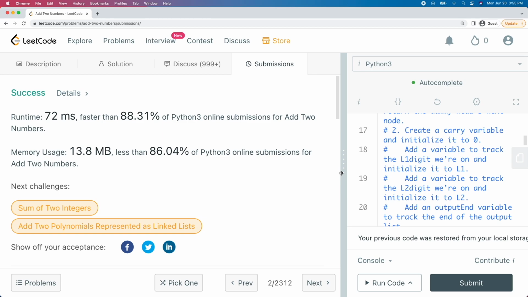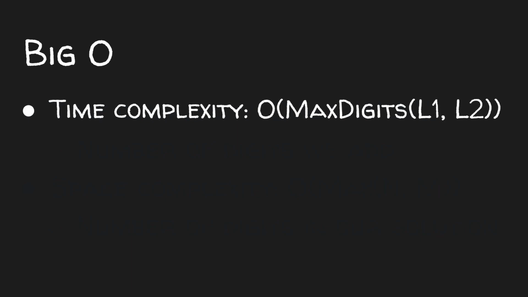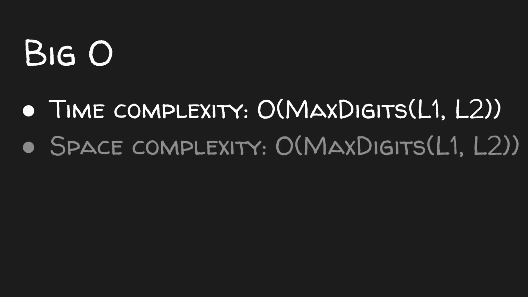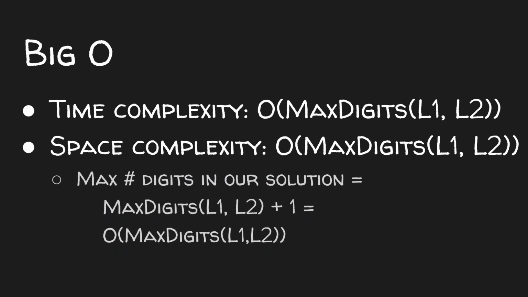So now that we have working code, let's evaluate the time and space complexity of our solution. So the time complexity is the maximum number of digits between L1 and L2. And the space complexity is the maximum number of digits between L1 and L2 as well. This is because the number of digits in our solution is the max number of digits of L1 and L2 plus 1, since we might have that extra carry node in our output. But in big O analysis, we drop lower order terms.